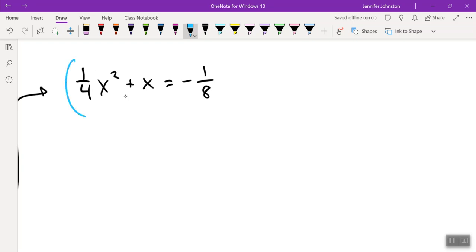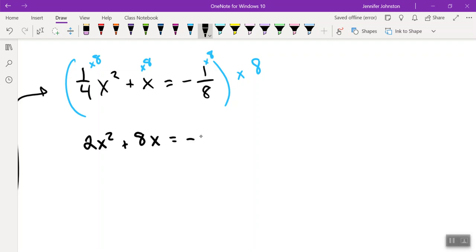So literally we are going to just multiply this all by 8, and then it's going to eliminate the 4, and I'll get rid of the 8 here, and it will get an 8 here. So every single coefficient is going to get multiplied by 8. This is going to give us the exact same equation. It's just going to look a little different because it's going to be multiples of 8 instead. So 8 times a quarter is 2x squared plus 8x is equal to, and we're going to multiply this by 8, negative 1 times 8 divided by 8 gives us negative 1.